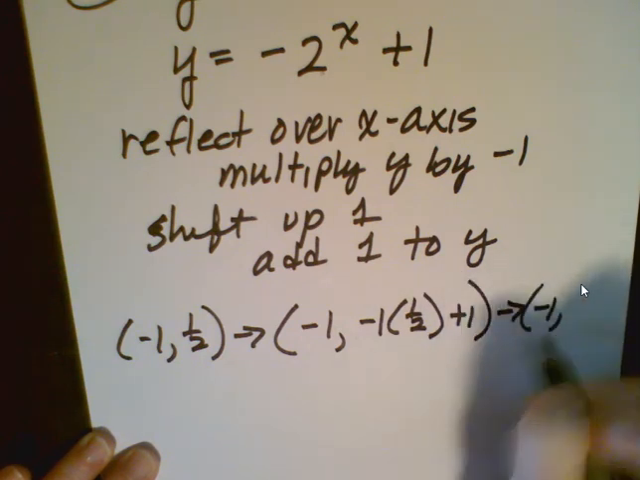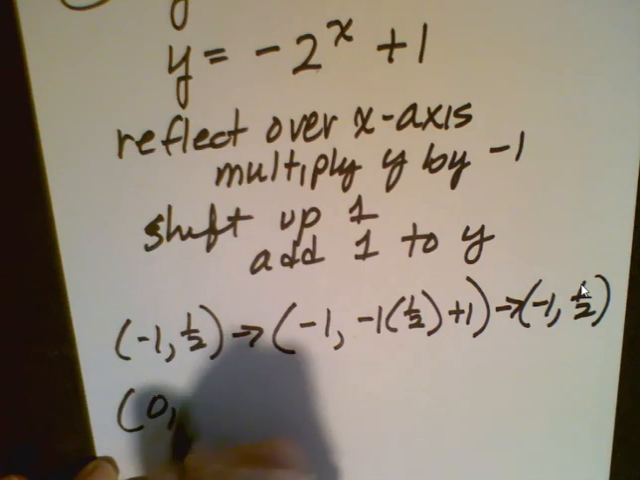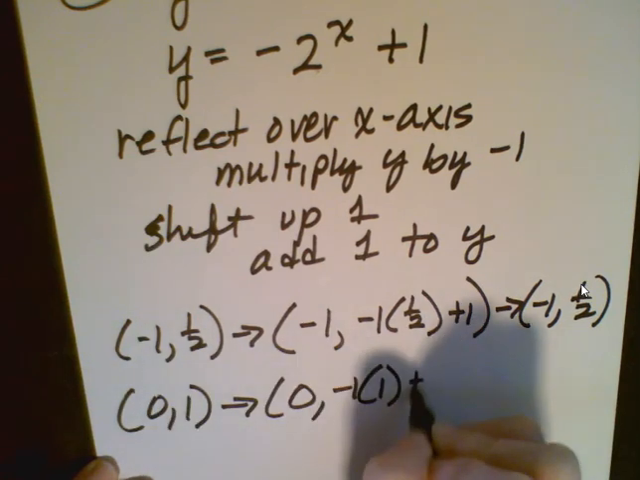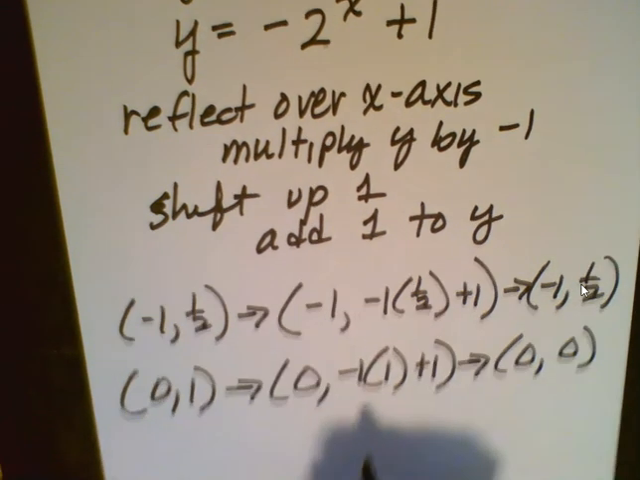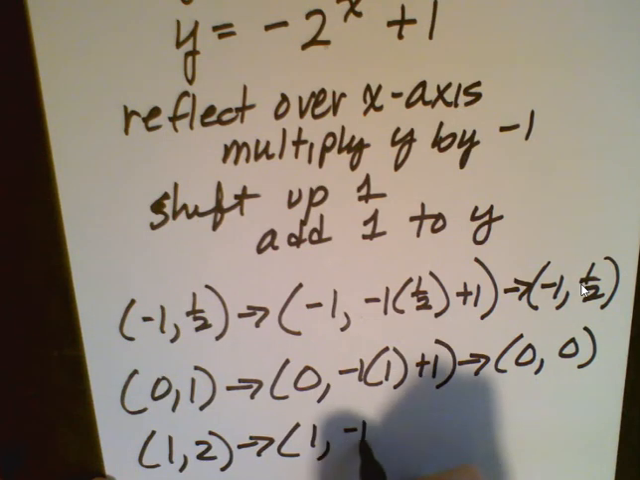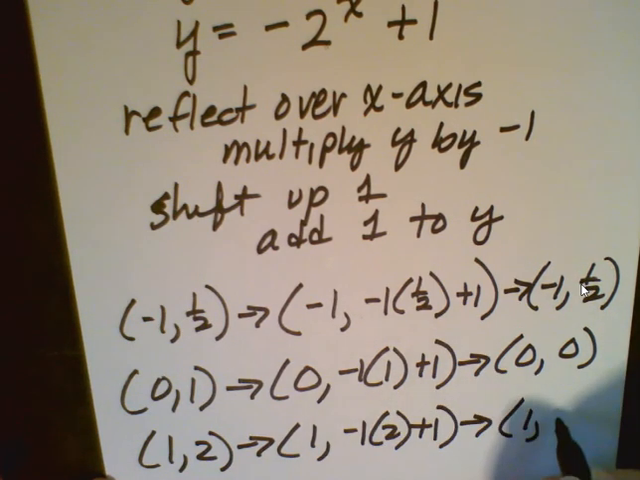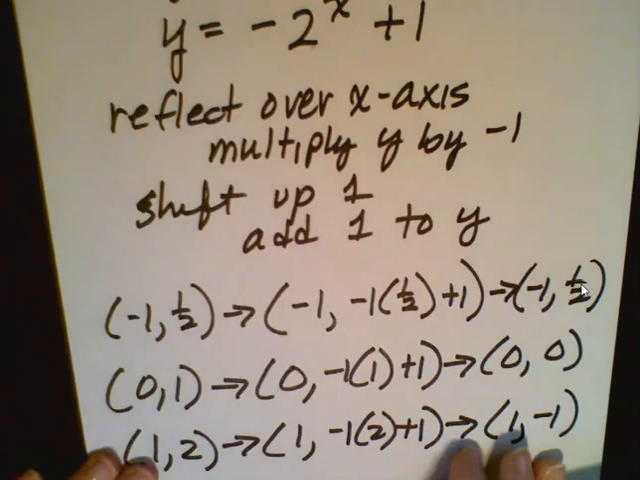So we have negative 1, and this would be negative 1/2 plus 1, positive 1/2. 0, 1: 0, negative 1 times 1 plus 1, 0, that's going to be 0, the origin. And 1, 2: 1, negative 1 times 2 plus 1 gets us to 1, negative 1. Okay, so we had to do a little bit of algebra, just switching those, and all of a sudden we can see the transformations.